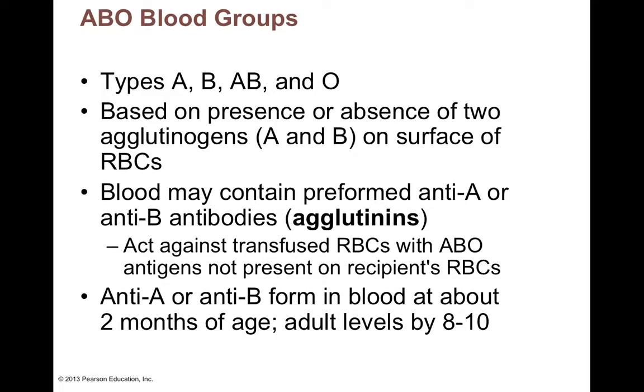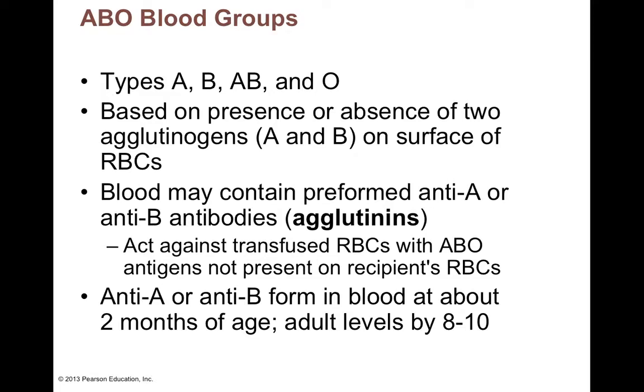So the way this works is that up until about 2 months of age, as a fetus, you're not making anti-A or anti-B antibodies. And that's a way for the fetus to avoid problems in utero because there's mixing of mother and fetal blood.